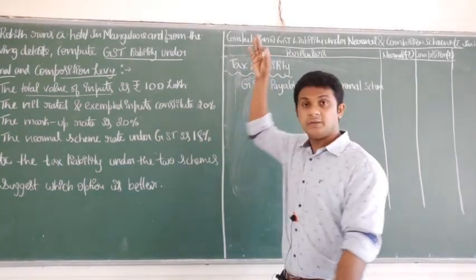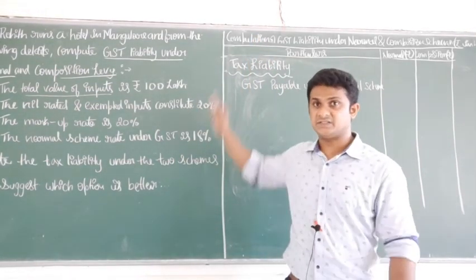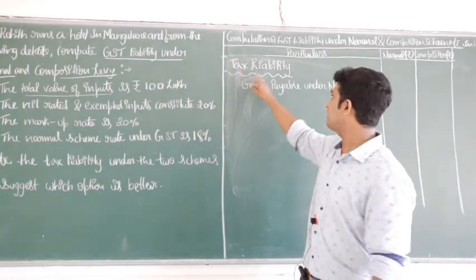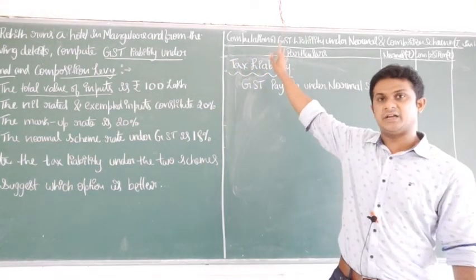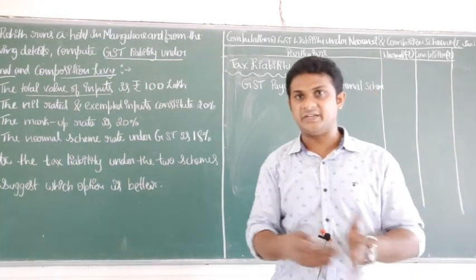So we will be using the same table. Previous calculation ka continuation we are doing in the same table. So what we need to do is you write tax liability. So here we are calculating tax liability, first under normal scheme which we have already calculated previously.